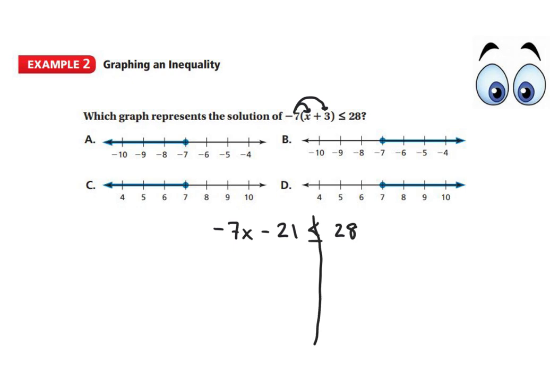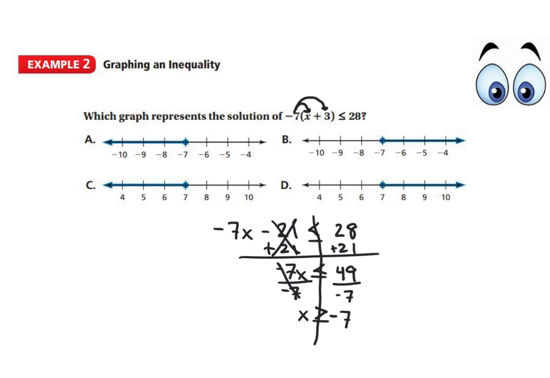And now we'll solve this as we have been. We're going to add 21 to both sides. Opposites cancel, leaving us with -7x is less than or equal to 49. Next, we'll undo the multiplication, -7 times x, so we'll divide by -7. -7 over -7 is 1, so that's going to cancel, leaving us with x. We did divide by a negative again, so we will have to flip the sign. 49 divided by 7 is 7, and a positive divided by a negative is negative.